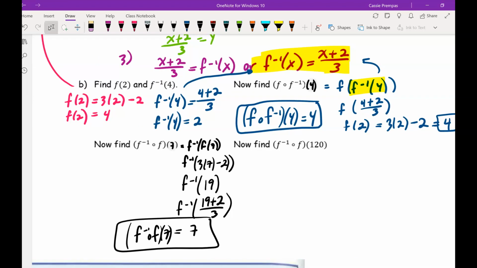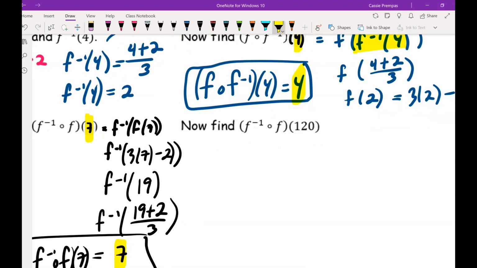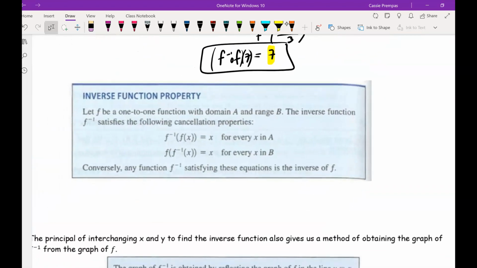Okay, hopefully you're noticing that if you plug in a value to the inverse and then the original, whatever was done to the x undoes it. So notice, the function of the inverse at 4, we get back 4. The inverse of the function at 7, we get back 7. So now, the inverse of the function at 120, you could go ahead and do it, but I know the answer is going to be 120. And that is seen here in this little box. If you look at the inverse of the function at x, and remember this is the same as saying the inverse of x, gives you x. Spits out the same x value.